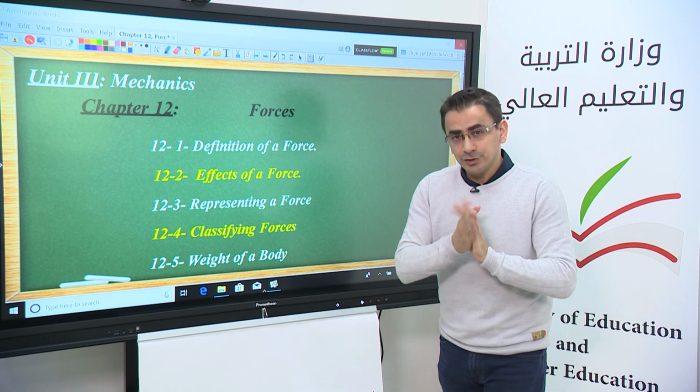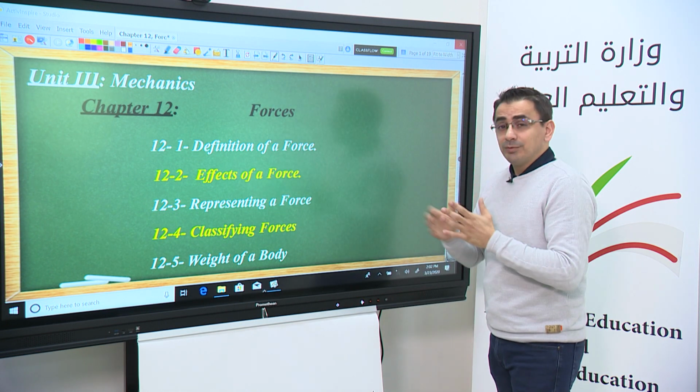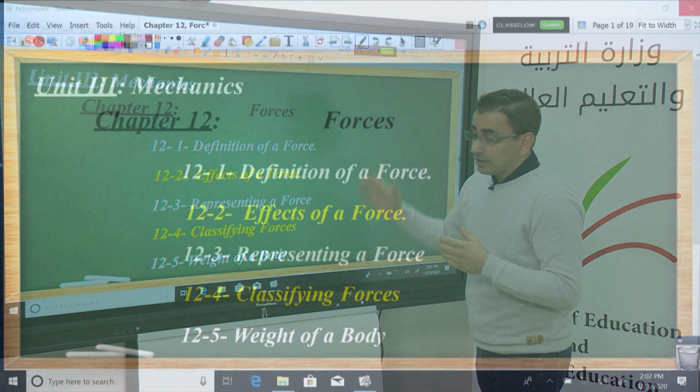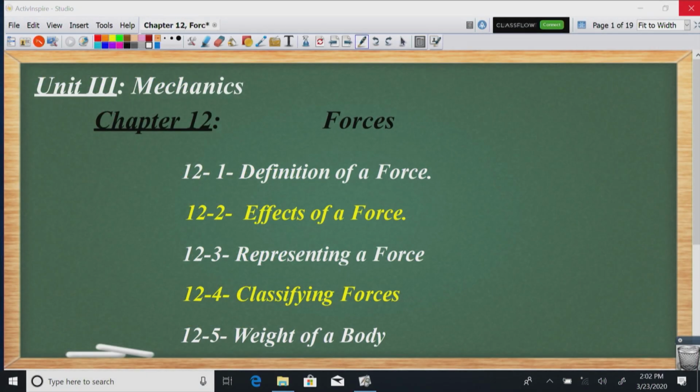Let's begin. So chapter 12, forces. We're going to cover the following points. First, we'll define what a force is. We'll talk about the effects that a force has on a certain object. Then, how can we represent a force in a certain situation? At the end, we're going to classify forces, talk about some types, and focus mainly on a very particular force which is known as the weight.